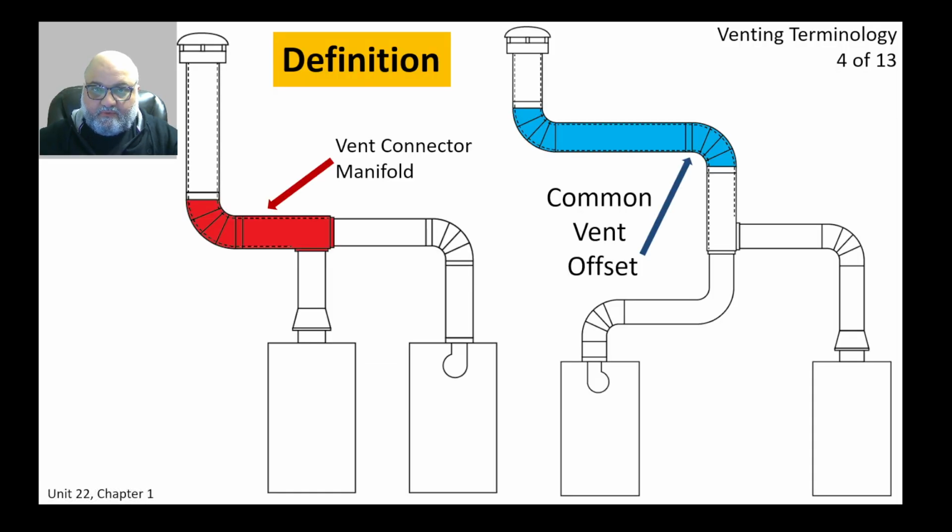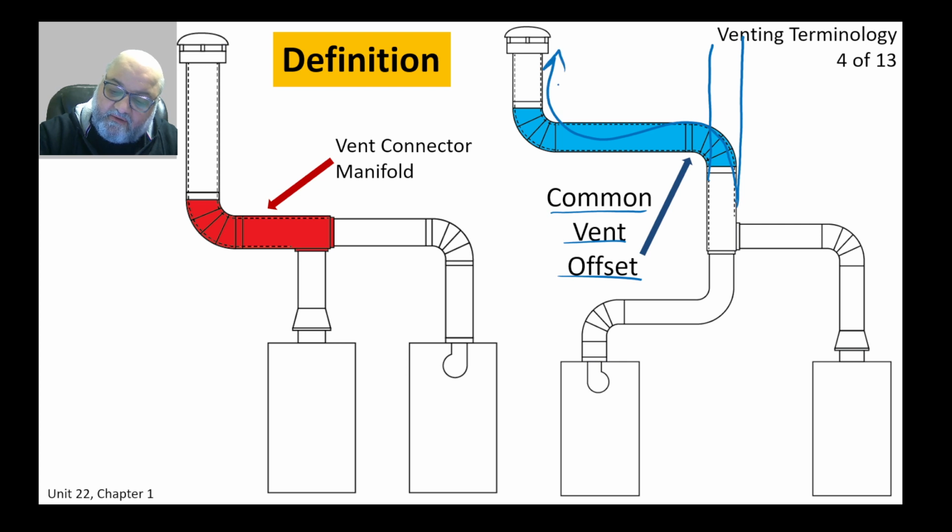In addition to the vent connector manifold, there is also something called the common vent offset. Sometimes you simply cannot go straight up when you're building your common vent, and you will have to yield and change direction and go up in another point. That is what we call a common vent offset.